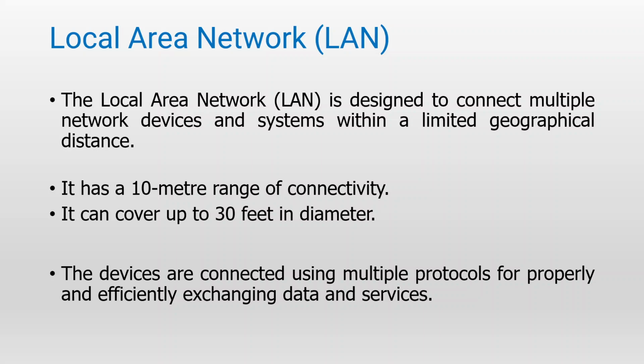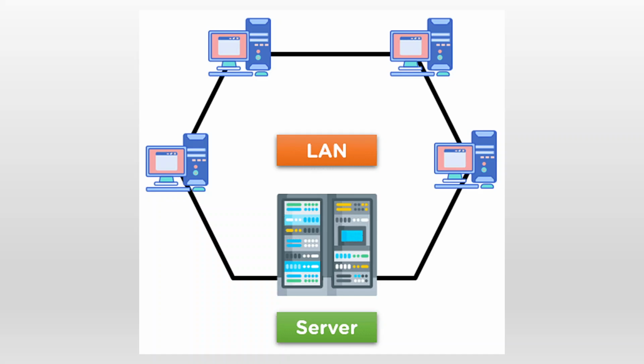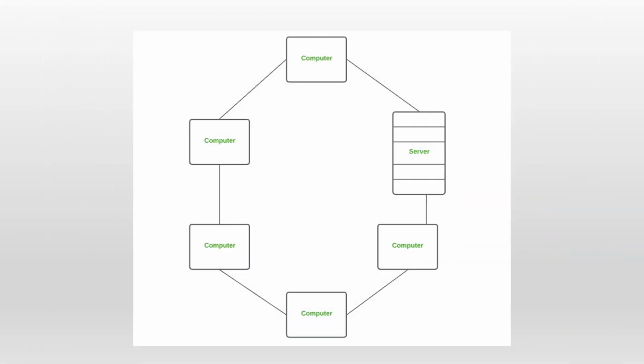The local area network is designed to connect multiple network devices and systems within a limited geographical distance. Its range of connectivity is up to 10 meters, and 30 feet in diameter. The devices are connected using multiple protocols for proper and efficient exchange of data and services. So this is, for example, a LAN network. The server is supposed to give network connection for only a few systems within a building. So this is also an example: a few computers connected to the network through the server.